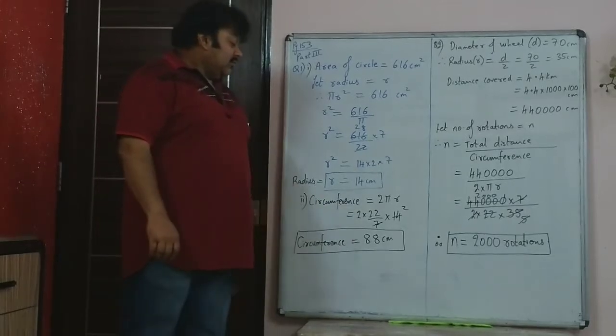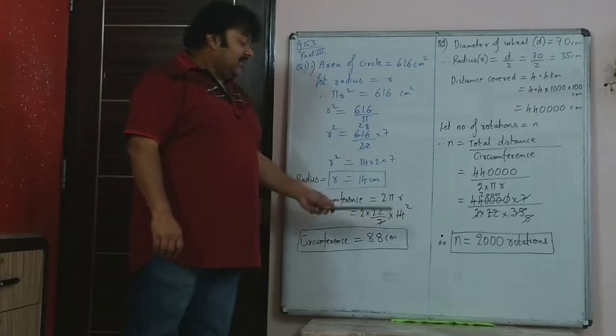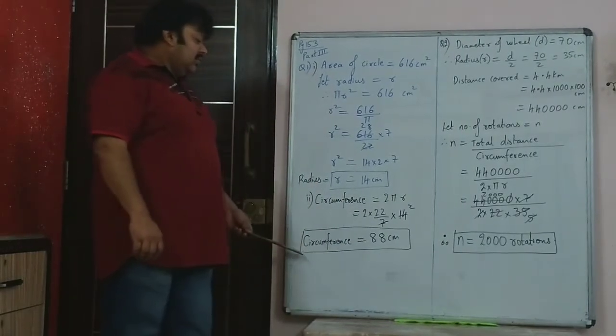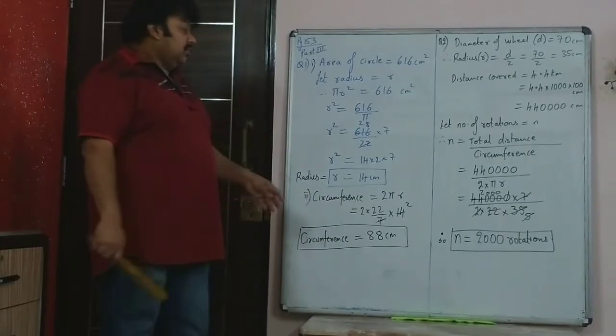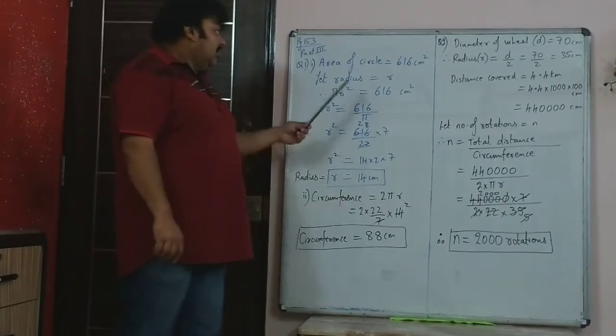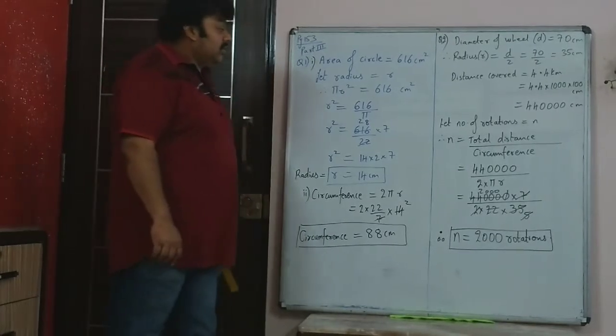So therefore circumference will be 2 pi r. So 2 pi is 22 by 7 into 14. So circumference is 88 centimeter. That is the total circumference of the circle, and r is the radius of the circle.